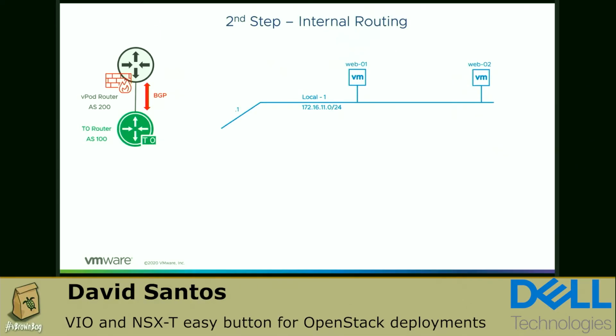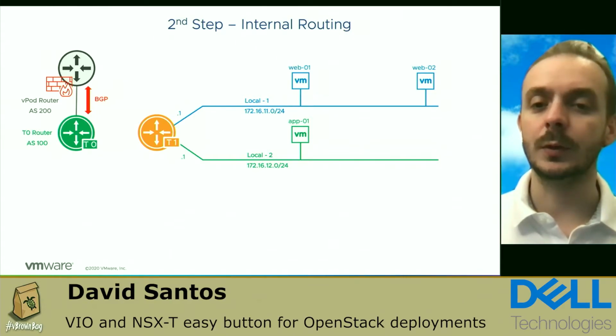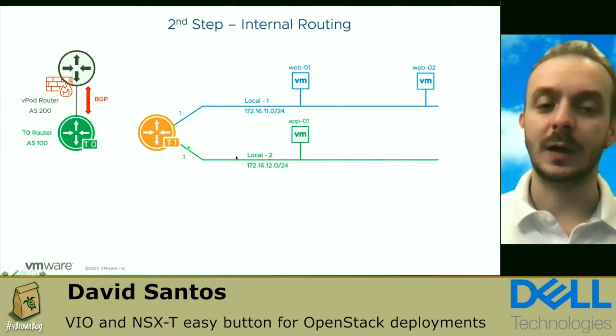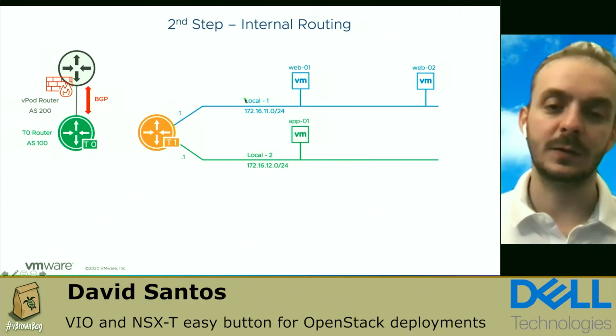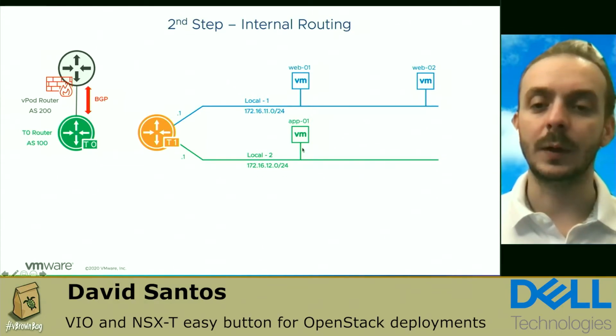So the second part is to create the routing network. To do that, we're going to create a router in VIO, and under the hood, NSX will be configured to create a new T1 gateway, a new T1 router. We're going to use the T1 router to provide connectivity between the local 1 network that has just been created and the local 2 network, where we're going to have our other VM, Apple 01.